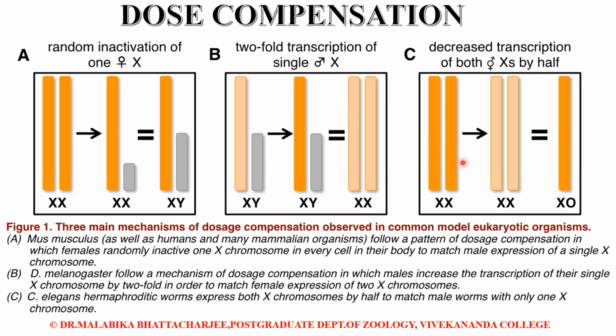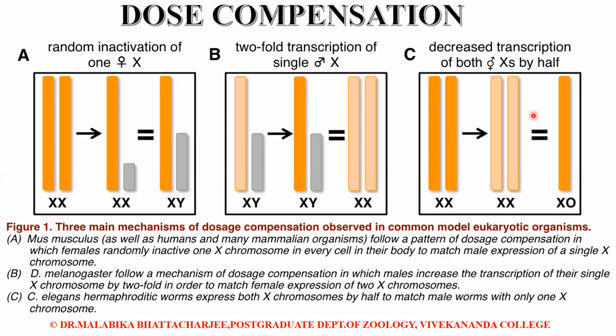And this is another for information. In case of C. elegans, which is a hermaphroditic worm and is also a very well-known model to study developmental biology and genetics, it has been seen that the expression level of both the X chromosomes are halved, so to match the one X chromosome of the male. So these are the various strategies adopted by the various organisms to match the expression level of the X chromosome of the female with that of the male.